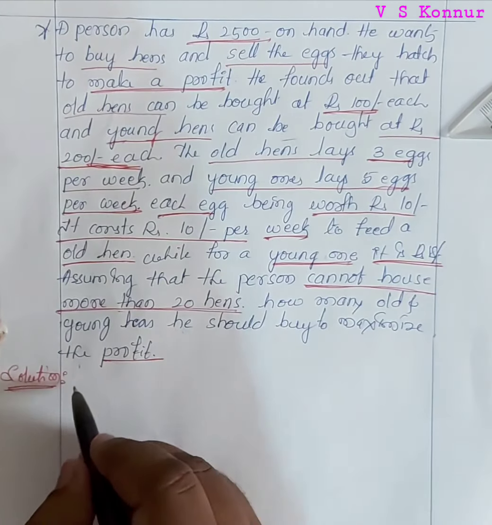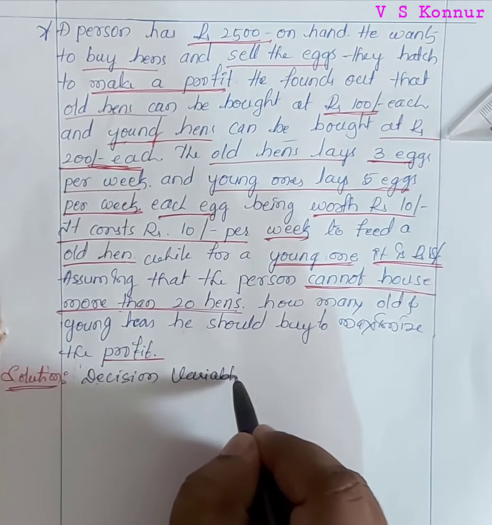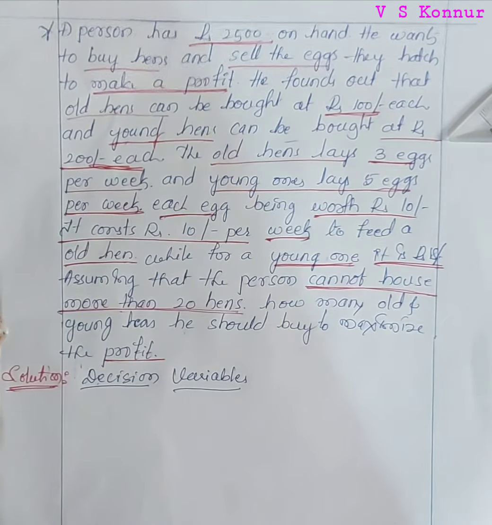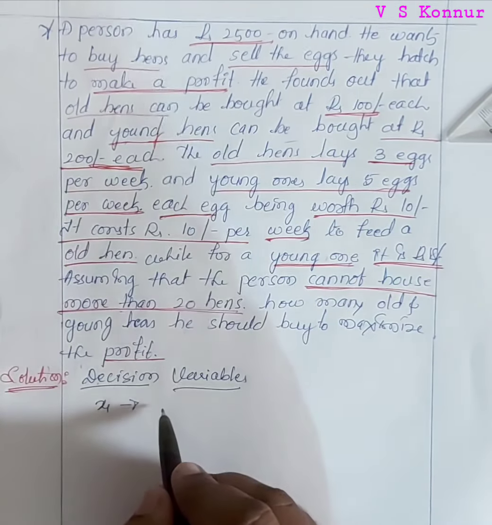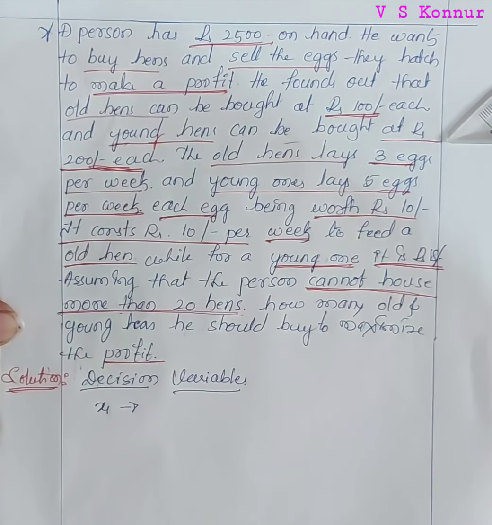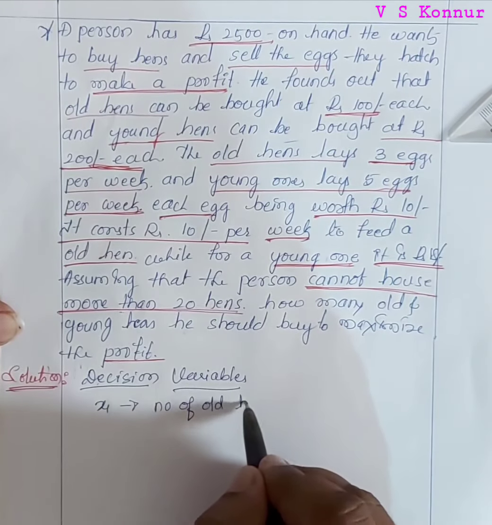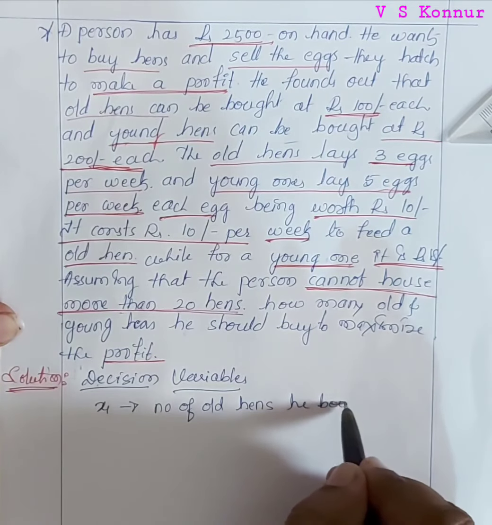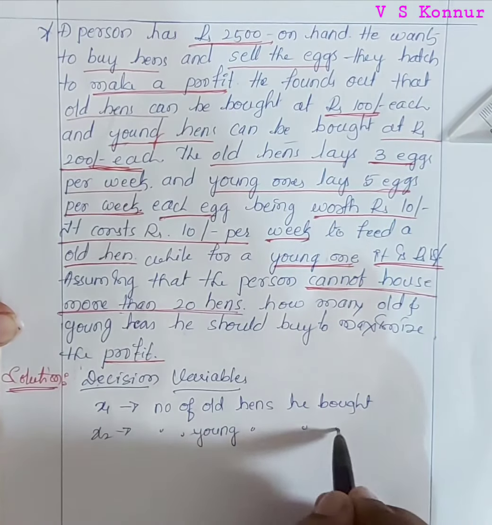maximize the profit? First we have to define decision variables. We define x1 for young hens, x2 for old hens. x1 for number of old hens he bought, x2 for number of young. These are the decision variables.